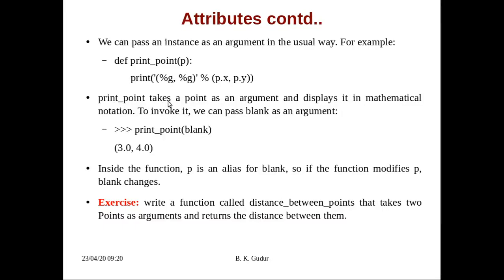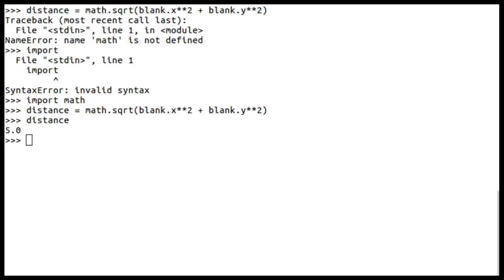Print point takes a point as an argument and displays its mathematical notation, that is x comma y. To invoke it, we can pass blank as an argument. Here the blank object has been passed as an argument, and the result of this method is 3 comma 4. Inside the function, p is an alias for blank itself. So if a function modifies p, that is going to change the blank. So let us create this function here.